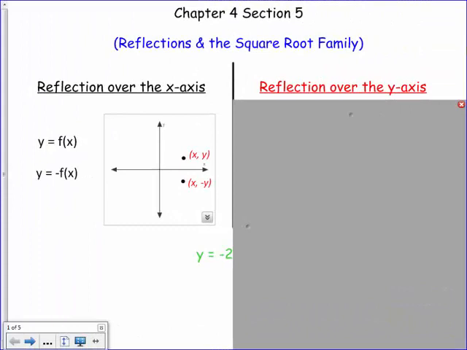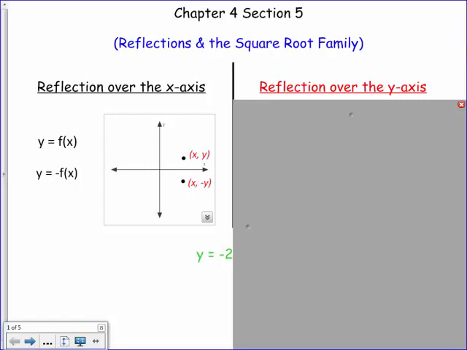All right, so the first type of transformation that we looked at were translations. We just moved it left to right and up and down. The next thing we're going to look at is reflections. We can either reflect over the x-axis or reflect over the y-axis. We'll also add a new family, which is the square root family. We've done the parabola, the quadratic family, so we're going to keep building on what we've learned so far.